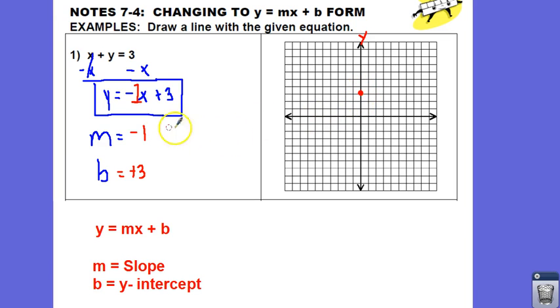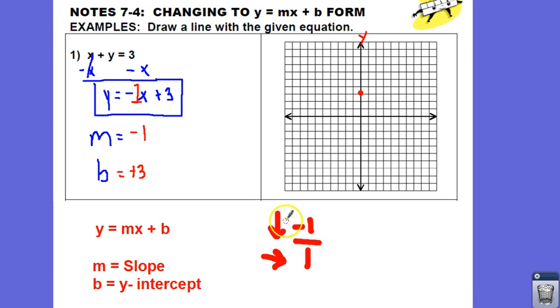Now we need to figure out our slope. Our slope is negative 1, so we need to write that as a fraction. That's going to be negative 1 over 1. That negative 1 is our rise, so that's telling us that we're going to go down. And the positive 1 is our run, and that's telling us that we're going to go right.